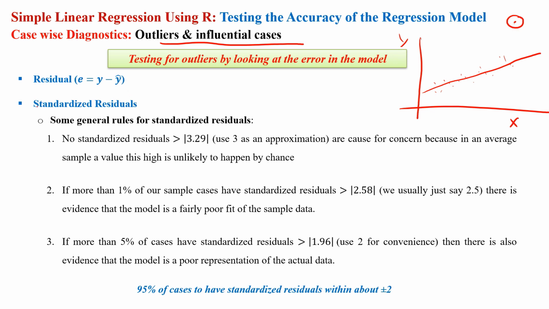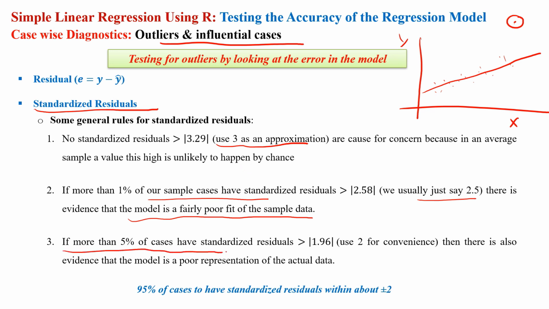The first criterion is that we can use the standardized residual, and there are some general rules. What are the general rules? No standardized residual should be more than 3. So you can generically use it that the standardized residual values should not be more than 3. The other one is that if more than 1% of our sample cases are greater than 2.5, then there is evidence that the model is fairly poorly fitted. That means if more than 1% of the data points have a standardized residual above 2.5, then we cannot rely on the fitness of the model.